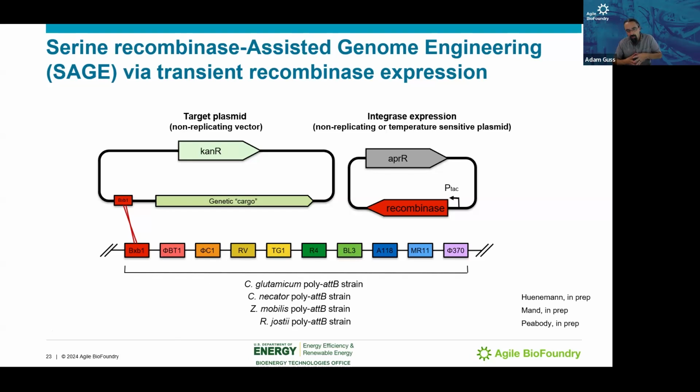And we put this landing pad into lots of different organisms. So we started with Pseudomonas putida, which is a gamma proteobacterium, but we've also put it into Corynebacterium glutamicum, which is an actinomycete, Cupriavidus, which is a beta proteobacterium, Zymomonas, which is an alpha proteobacterium, Rhodococcus, which is an actinomycete.